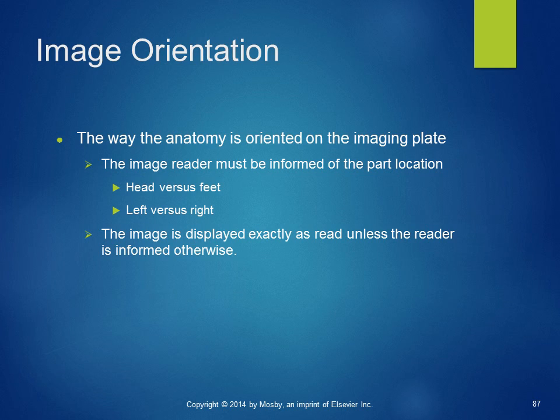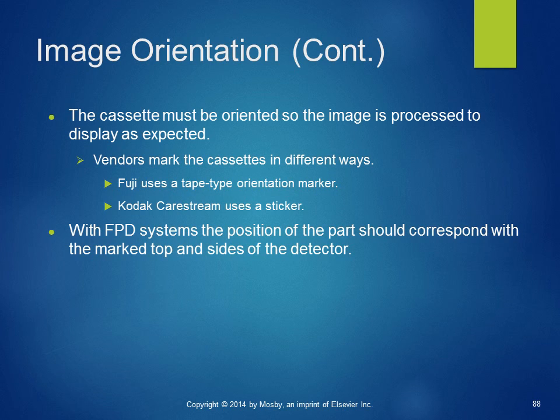The image is displayed exactly as read unless the reader is informed otherwise. The cassette must be oriented so that the image is processed to display as expected. Vendors mark the cassettes in different ways. Fuji uses a tape type or orientation marker. Kodak, or again what we call Carestream, uses a sticker. With FPD systems, the position of the part should correspond with the marked top and sides of the detector.